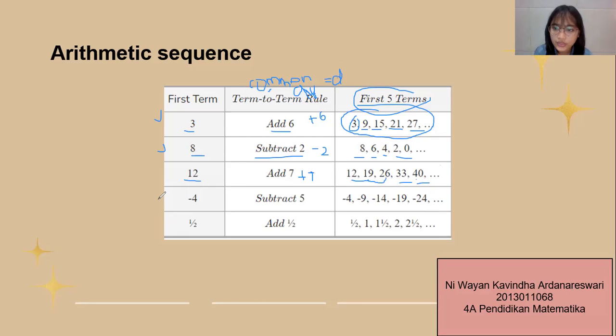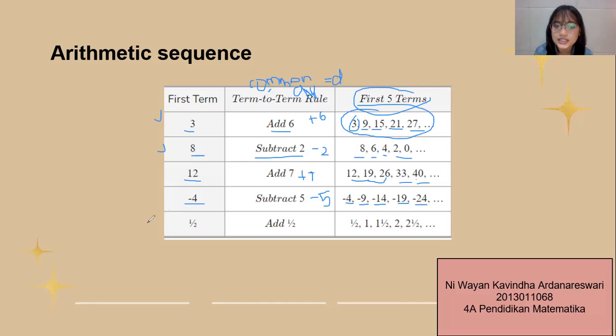And for the fourth column, the first term is negative 4. And the common difference, or term-to-term rule, is subtract 5. So for the first 5 terms, it's negative 4. We subtract 5, we get negative 9. From negative 9, we subtract 5, we get negative 14. From negative 14, we subtract 5 is equal to negative 19, and so on until negative 24.